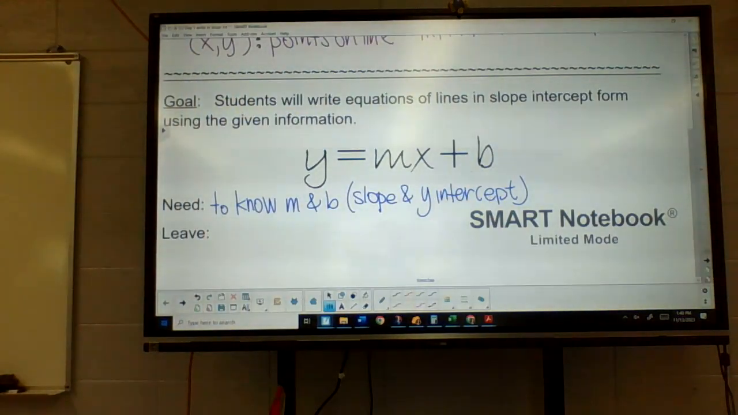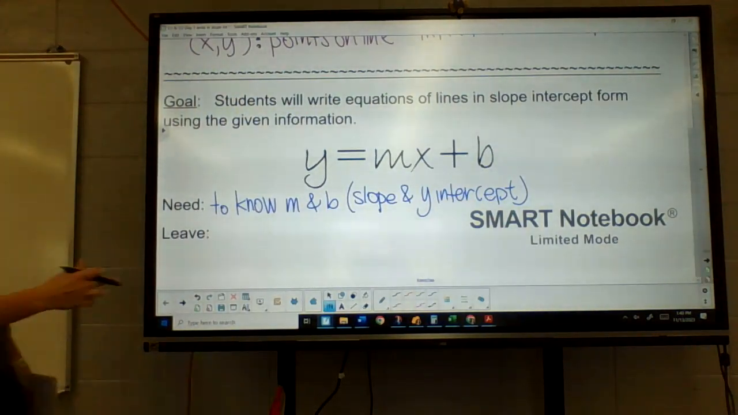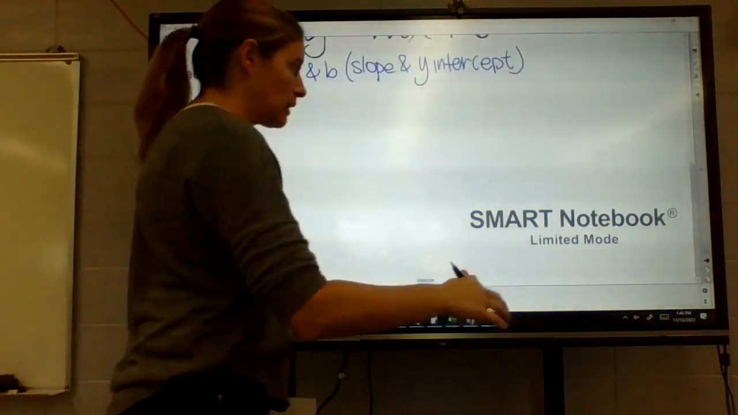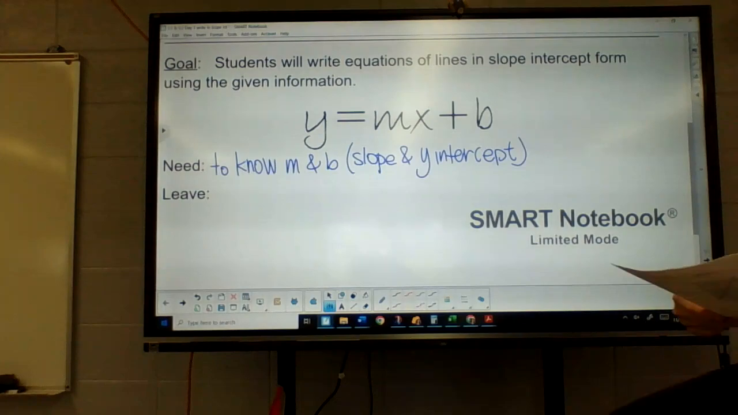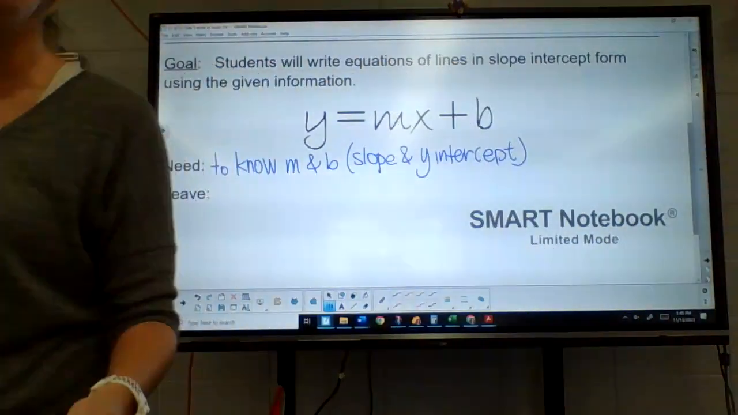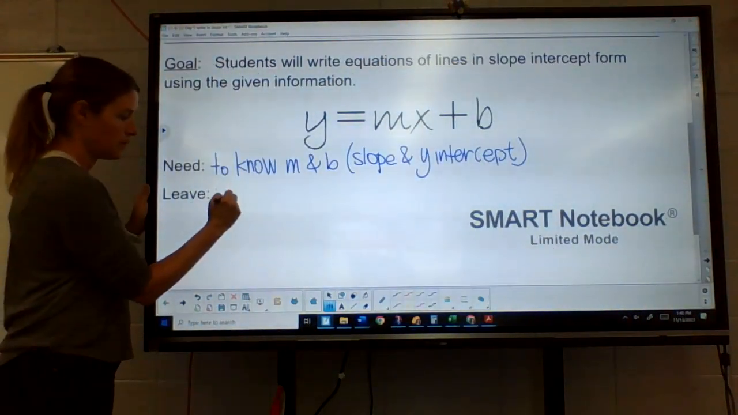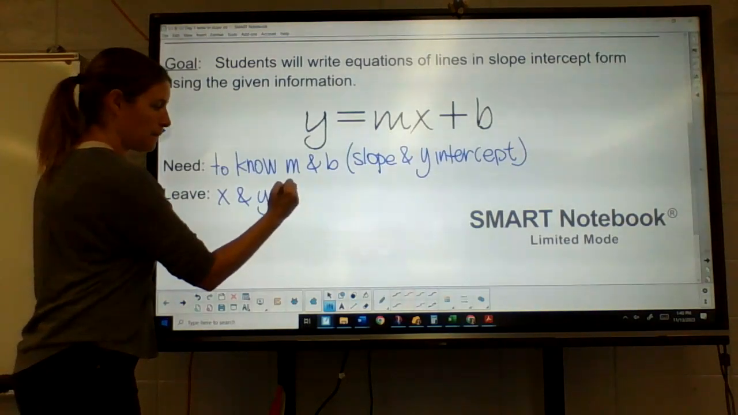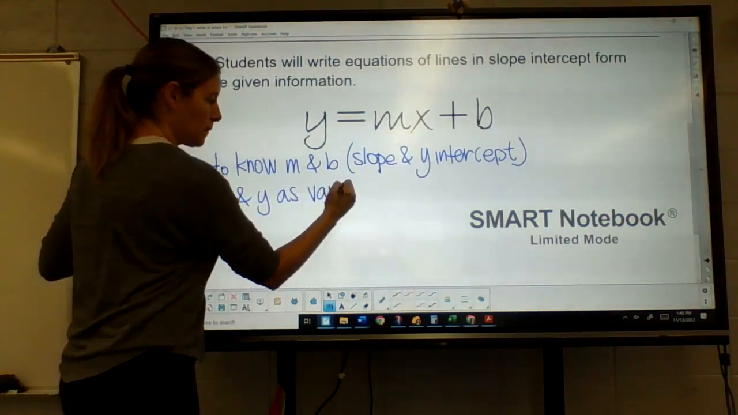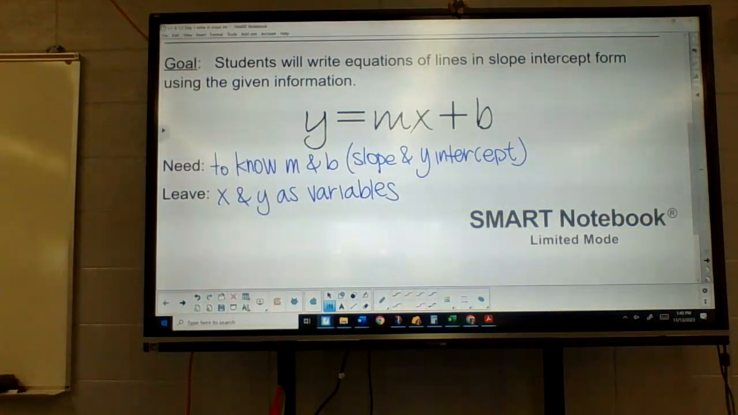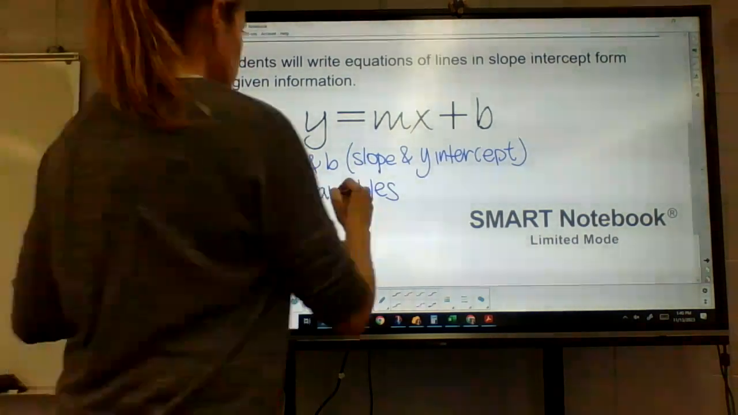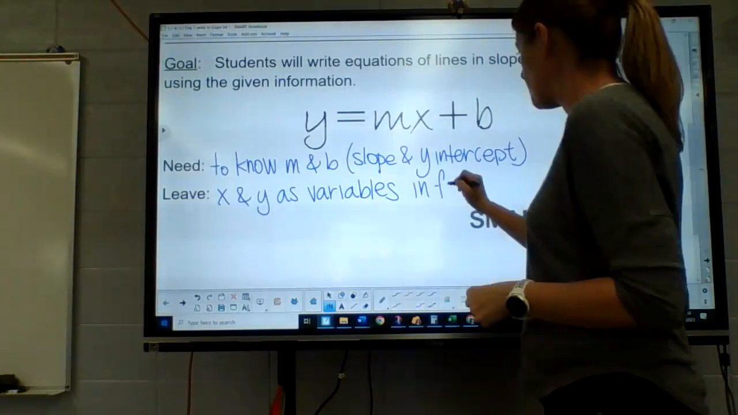So we need to know m and b, which is our slope and our y-intercept. And we're going to leave the x and y as variables in the final equation.